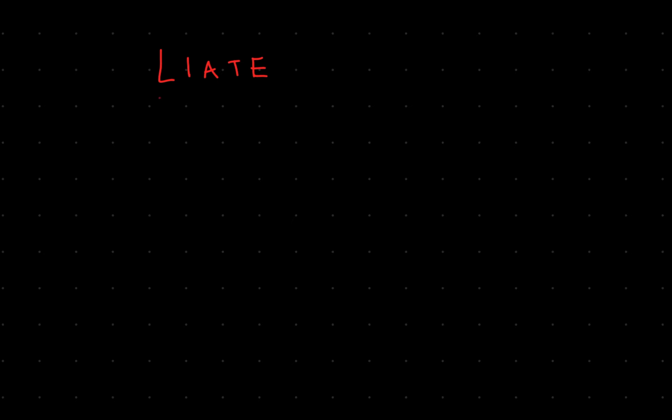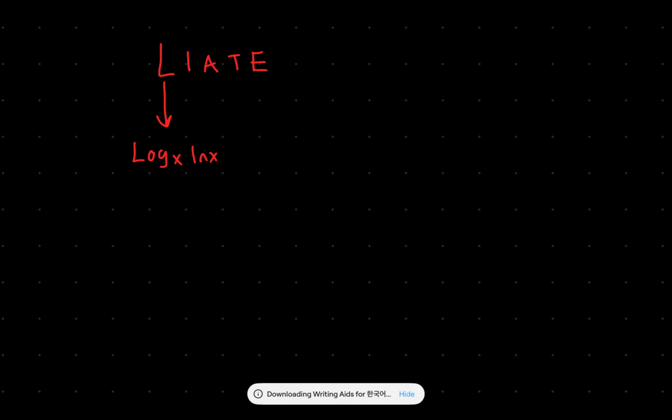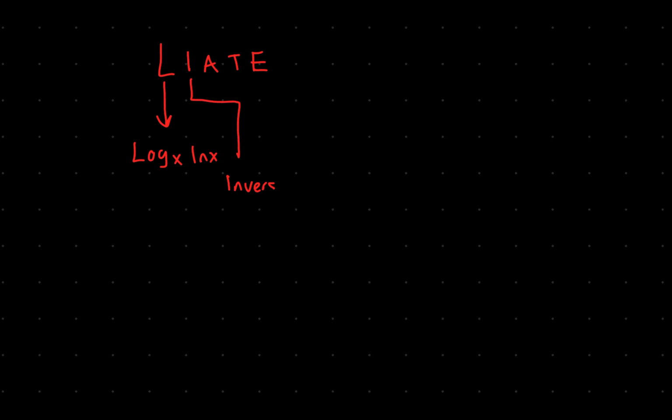So this rule basically says L stands for logs, natural logs, any kinds of logs. And then I, we have inverse trig. And that's the likes of your arctan, arcsine, etc. We have A for algebraic. So 2x, x squared. You know the types.